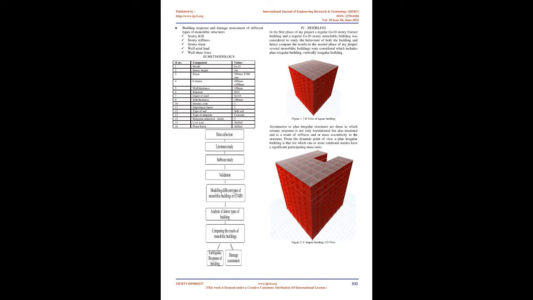PI 1 square shaped, PI 2 C-shaped, PI 3 I-shaped, PI 4 L-shaped, PI 5 opening, PI 6 plus shaped, PI 7 step-shaped, PI 8 T-shaped. Figure 4: L-shaped building, 3D view. Different types of plan irregular buildings were modeled, which include C-shape, L-shape, plus shape, I-shape, building with opening, step-shape, and T-shaped building. V. Analysis. A. Equivalent static analysis.